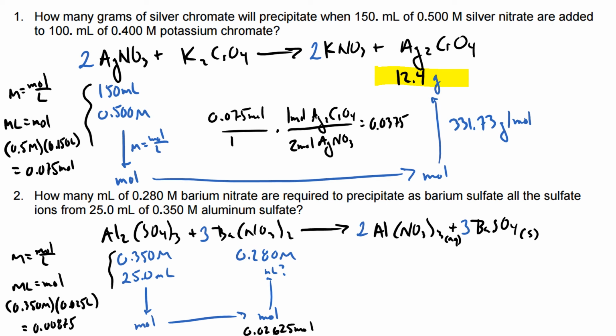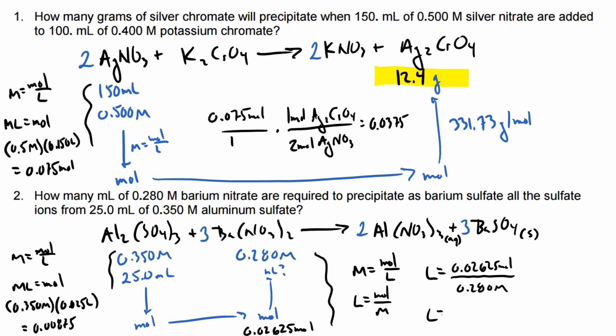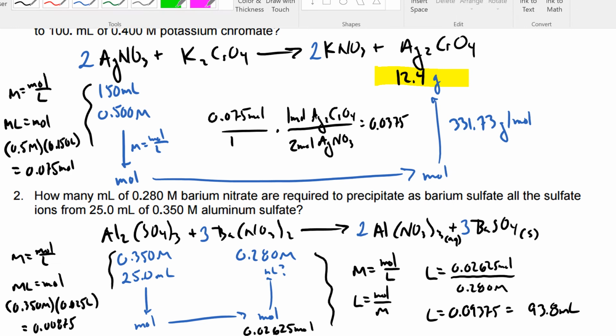Now we know our moles of barium nitrate and the molarity of the solution. We could do another molarity equation to solve for the volume. In this case, to solve for volume, you would get moles over molarity. Liters would be 0.02625 moles over 0.280 molar. That's going to work out to 0.09375 liters, which is equal, with sig figs, to 93.8 milliliters.